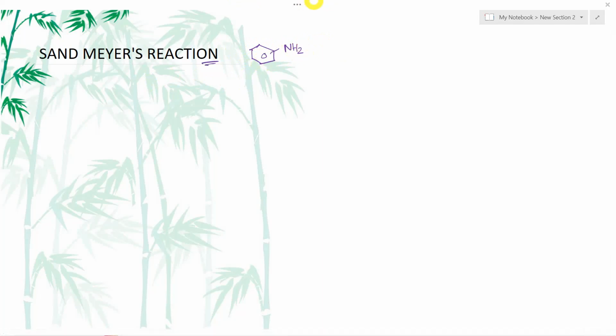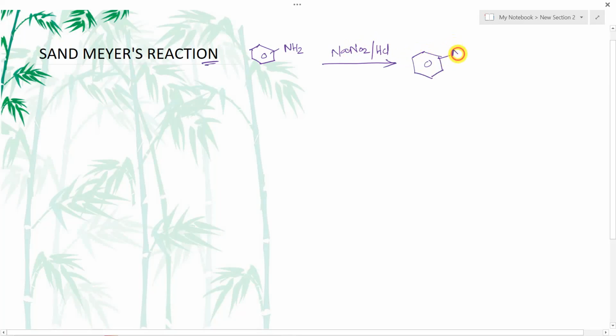So aniline, when treated with NaNO2, HCl, or we can have HX here, gives rise to benzene diazonium chloride, N2+ Cl-. This in turn, when treated with CuCl or CuX, whatever it may be, chlorine or bromine, gives rise to a haloarene, right? A haloarene. So this is Sandmeyer's reaction in short.